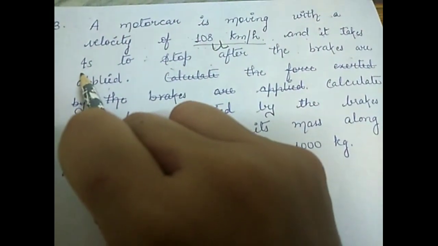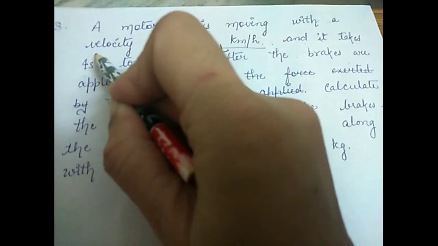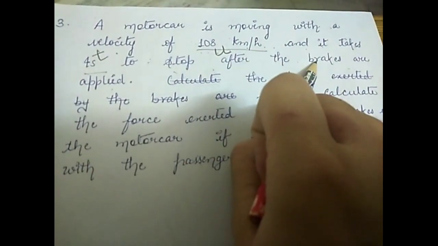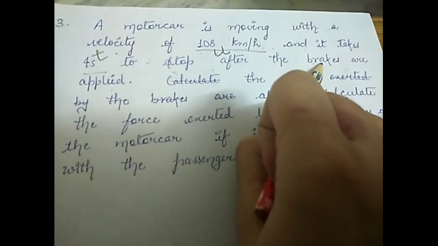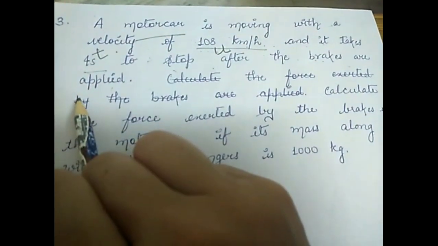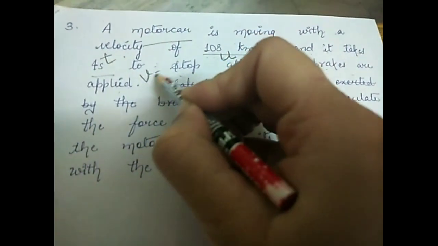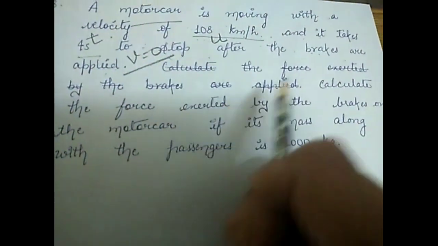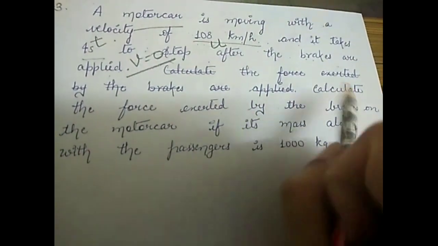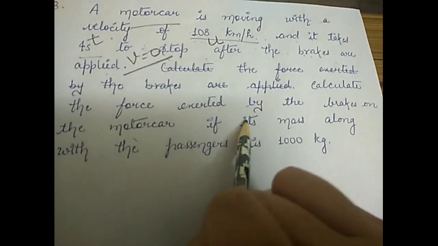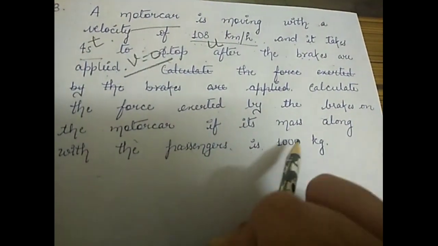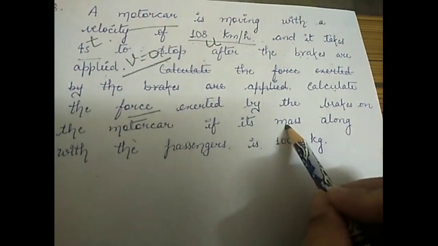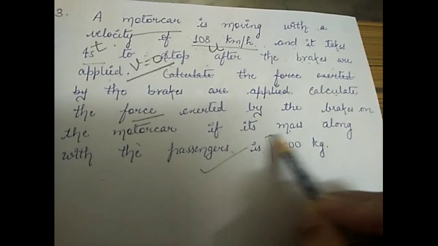And it takes 4 seconds. That means when the force is applied, after 4 seconds, t is 4 seconds. After applying the brakes, what happens to our motor car? It will stop. If it will stop, then its final velocity will be 0. Okay, because it came to rest. Now calculate the force exerted by the brakes on the motor car if its mass along with the passengers is 1000 kg. So what we need to calculate is force, and the mass of the motor car with the passengers is 1000 kg.